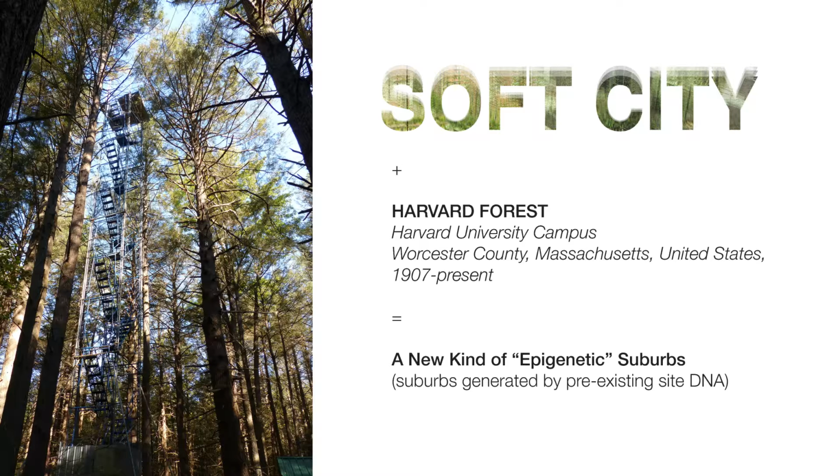And I'll unpack that term epigenetic a little bit more later, but an epigenetic suburb is an area outside of the most densely populated areas that has a form that's been generated by pre-existing site DNA, but has also had a soft shift or has morphed into something new because of influences that are outside of the pre-existing site DNA.